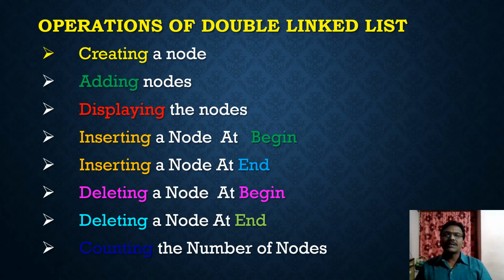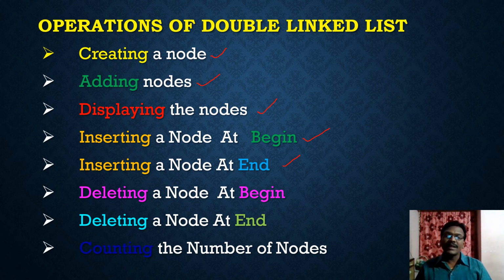In doubly linked list operations, create node is used to create a new node, which means allocating memory locations. Add nodes is used to add nodes to a doubly linked list, and display nodes shows the data of the existing doubly linked list. Insert node at begin is used to add a new node at the first position of the existing list, and insert node at end is used to add a new node at the end of the list.